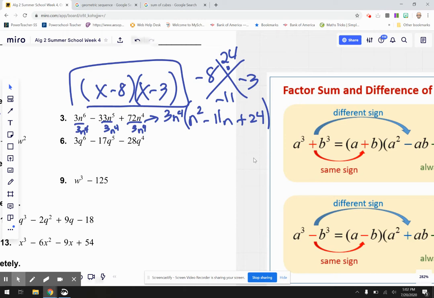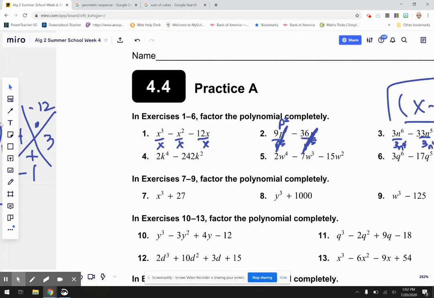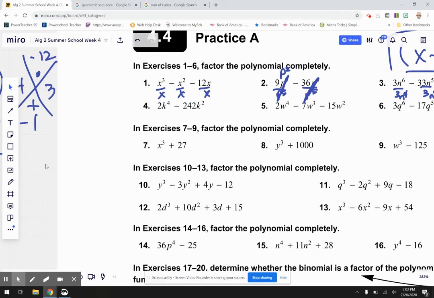And number 4, I'm first always going to look for a GCF, which again, this one has another GCF. So you could divide out a 2 and a k squared. They both have at least 2k squareds in them. So number 4, you've got 2k squared, and then what's left over is just k squared minus 121, which these are both perfect squares, k times k and 11 times 11.